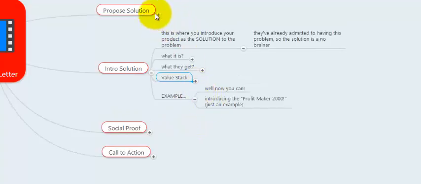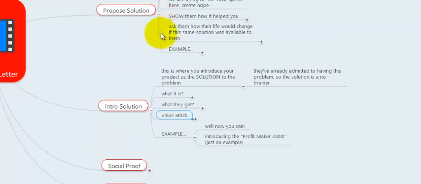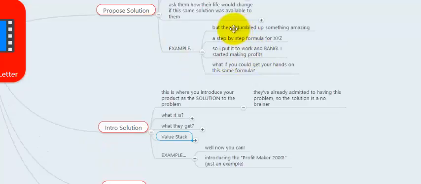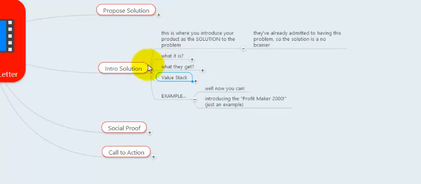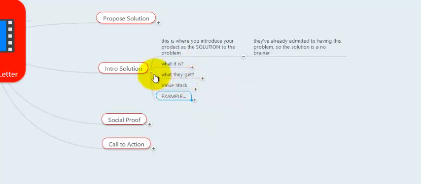So when you propose the solution up here, you say, how would your life change if you had this? What if you could take advantage of the same formula that I used? And then this is where you actually say it in your video. You say, well, now you can. Introducing the Profit Maker 2000 or the Green Lawn Maker 5000. So that's how you would introduce the product, say what's exactly inside, what they get, and talk about what it's all worth.